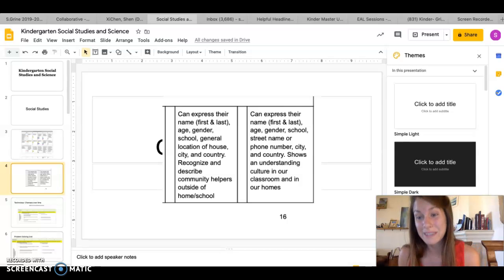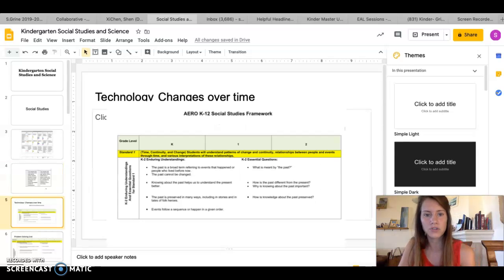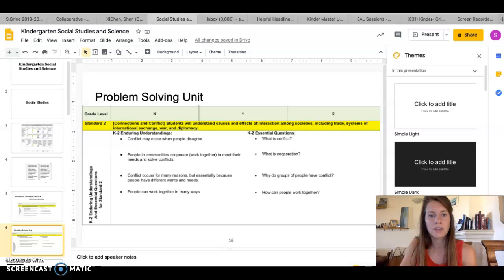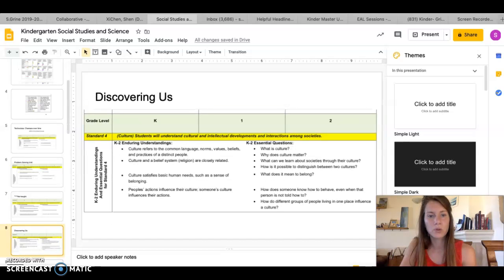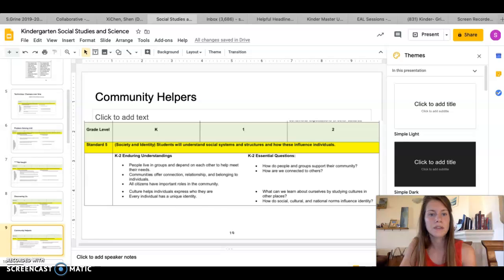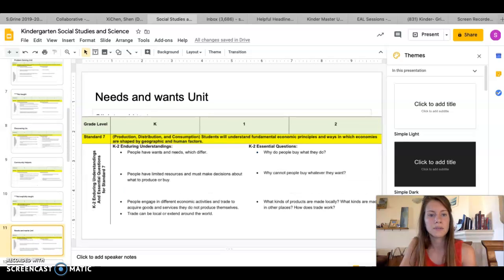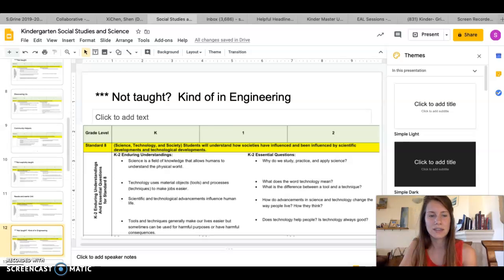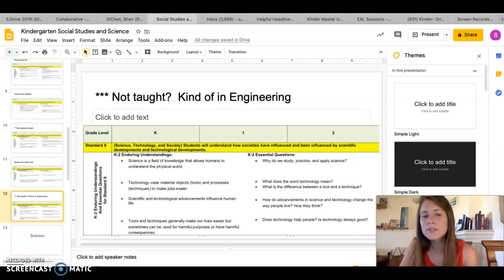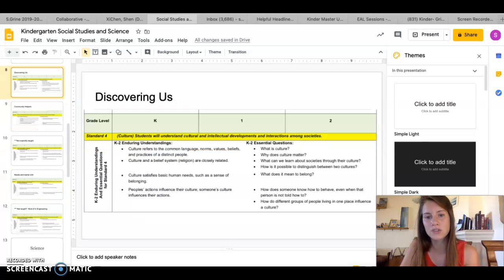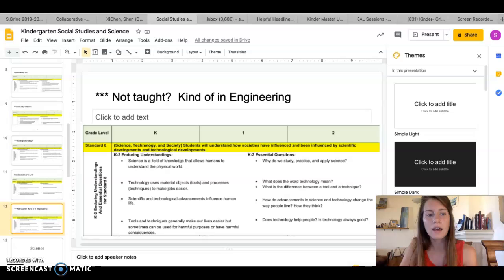So as you can see, that's pretty limited, especially when you look at the standards we're working with. Again, I'm going to share these, so I'm not going to exhaustively read through them right now, but we should be covering time and continuity and change, connections and conflict, geography, culture, society, government, production, distribution, science, technology. So you can look more closely at those standards and see what they're actually talking about, what the essential questions are. But as you can see, it's not really fitting into that box.